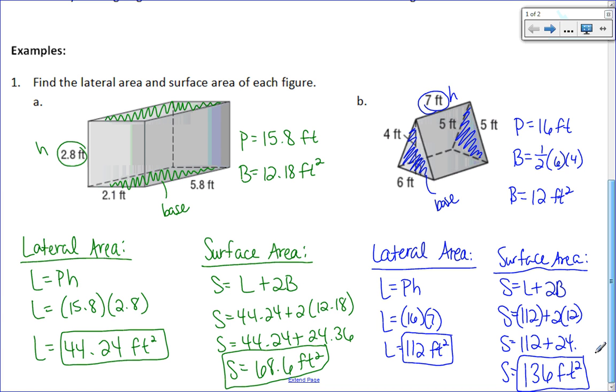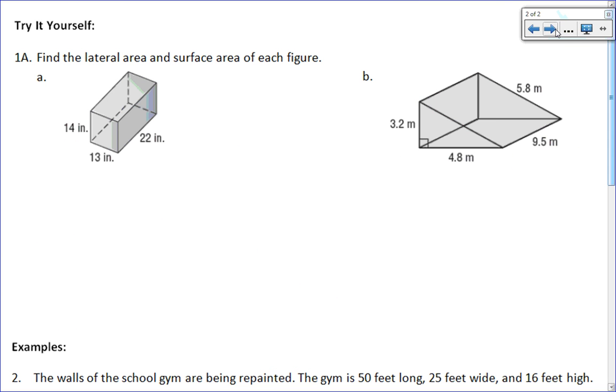So on the next page, there are two try-it-yourself problems. They're very similar. So go ahead and pause the video, work through those two problems. I highly suggest that you do exactly what I did and first figure out where the base is, find the perimeter and the area of the base, and also identify which side is the height. That way when you go to plug numbers in the formula, it will come out very, very easy because you'll already know what to put where. So go ahead and pause the video, work through those two problems. When you're ready to check your answers, press play.